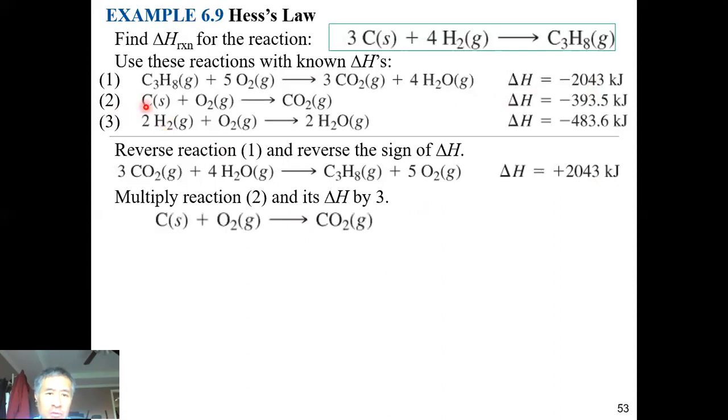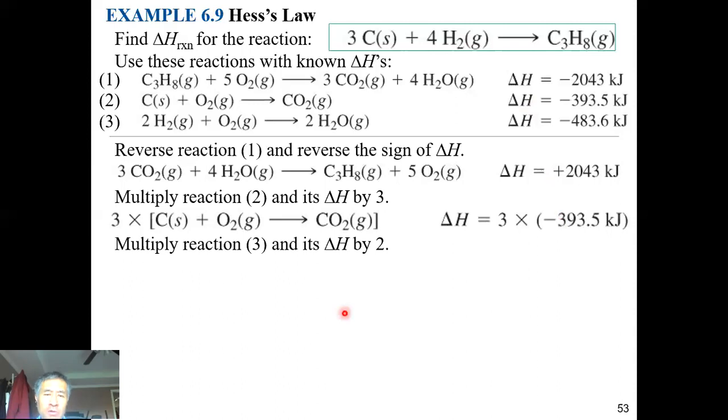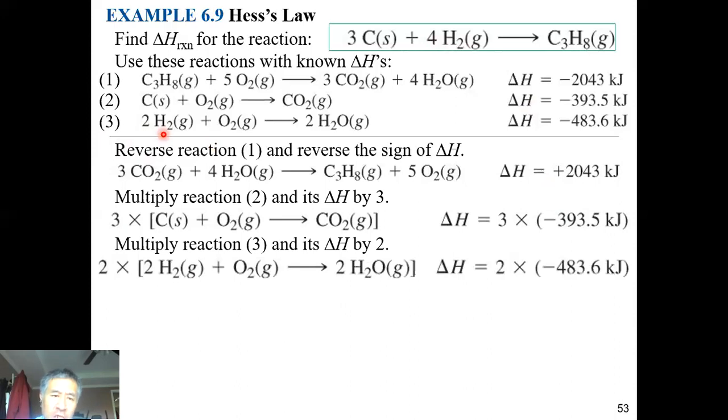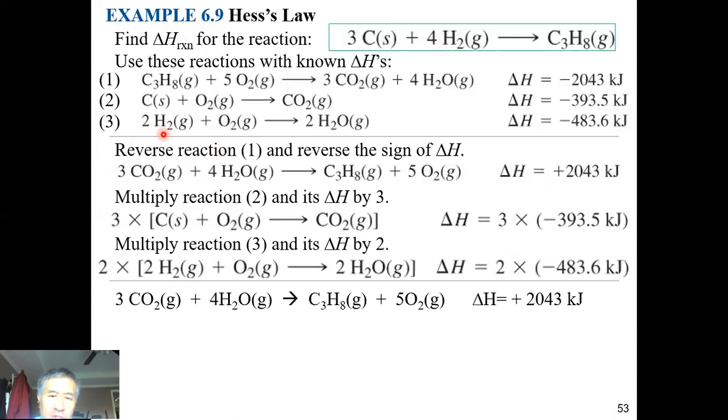So you multiply every coefficient. The given equation is carbon like that. Now you multiply all the coefficients by three, and if you do that, you also multiply this delta H by three. Okay, what about equation three? We need to multiply it by two because you need four H2, and here it only gives you two H2. So we multiply this by two, and our delta H is also multiplied by two. After that, we add those equations together, and then we check everything.